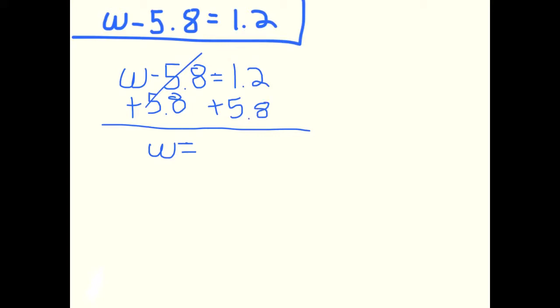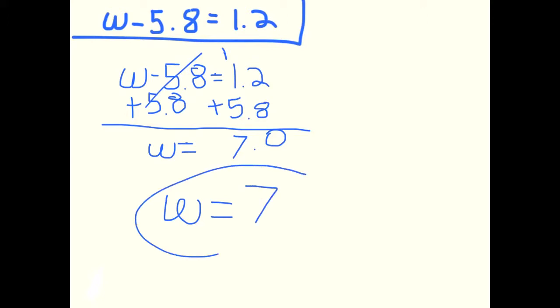8 plus 2 is 10. And then 5 plus 1 is 6. And then 1 more is 7. And you put the 1 down. And your answer is W equals 7.